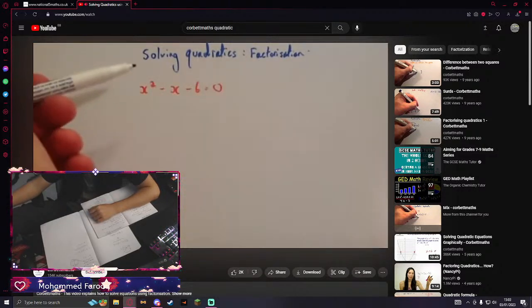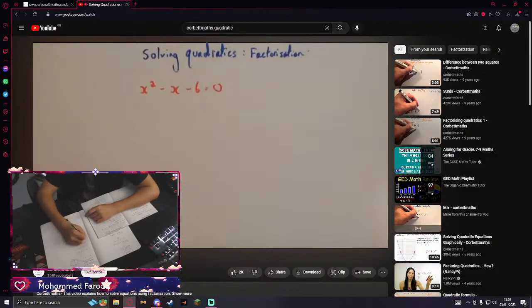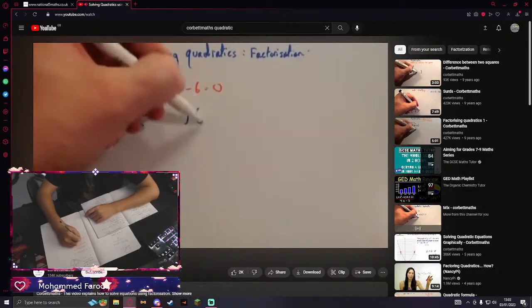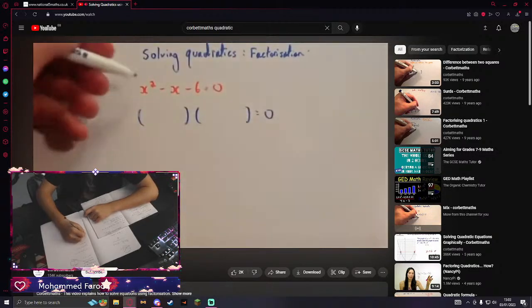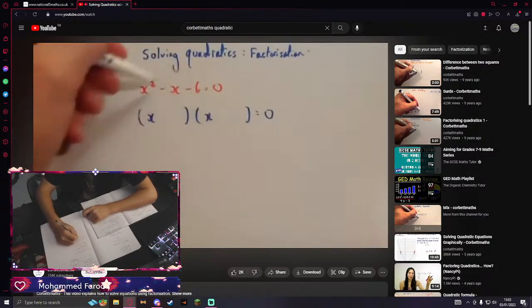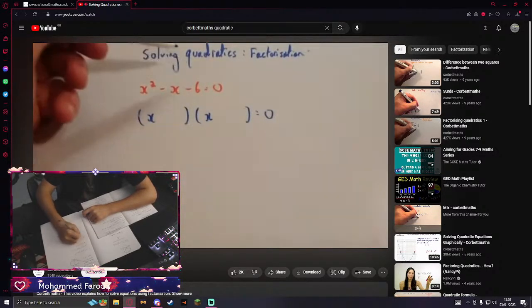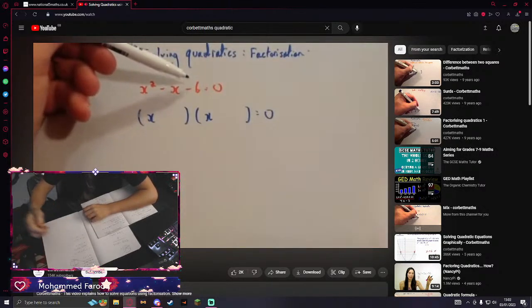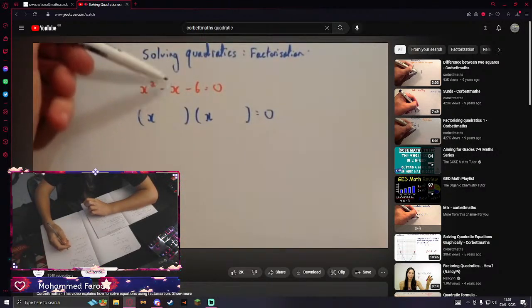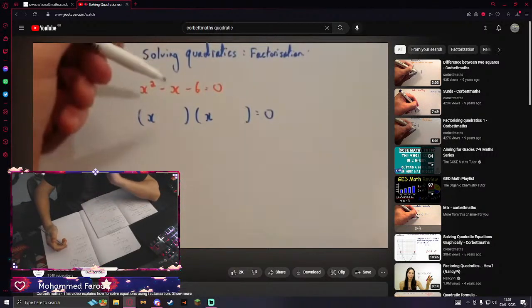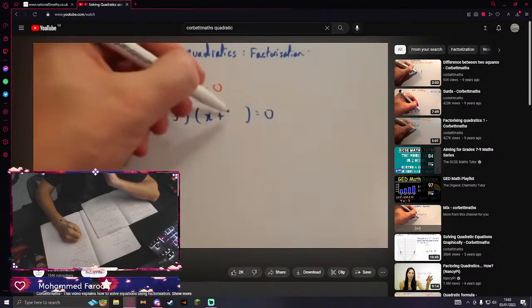This time we're going to solve x squared minus x minus 6 equals 0. So the first thing is to put your two brackets down, put equals 0, and put x at the front of both of them because we're going to factorize this. The two numbers will multiply together to give you negative 6 and add together to give you minus 1x. So that means it's going to be minus 3 and plus 2.